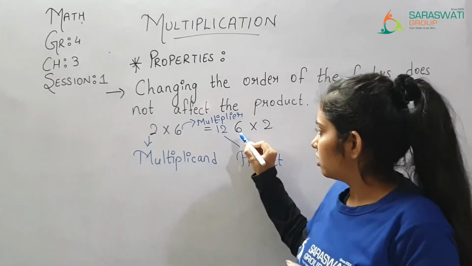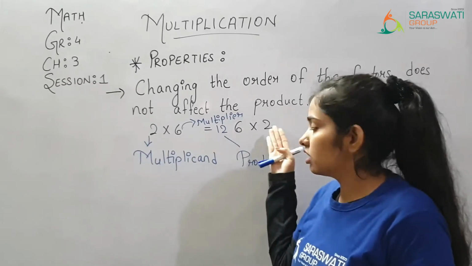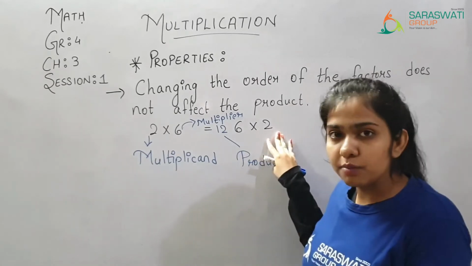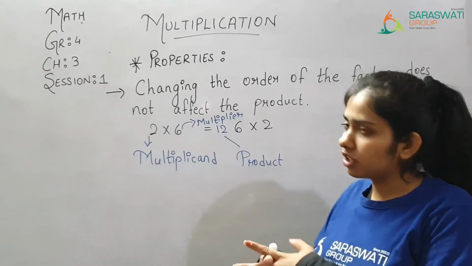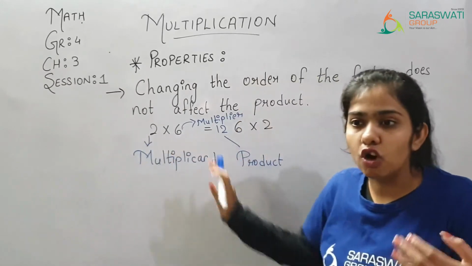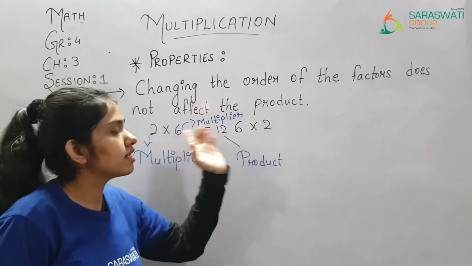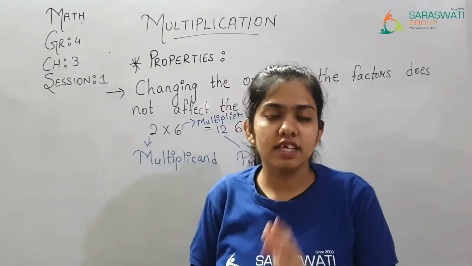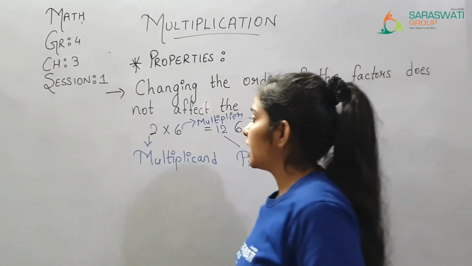In the same way, over here the first digit is 6. So 6 is our multiplicand. Now we are going to multiply 6 with 2, so that 2 becomes our multiplier, and the answer which we get will be the product. So the very first property was changing the order of the factors. If you change the order of the numbers, that will not affect the product. There will be no changes in the product. Product means answer. Now let's see the next property.